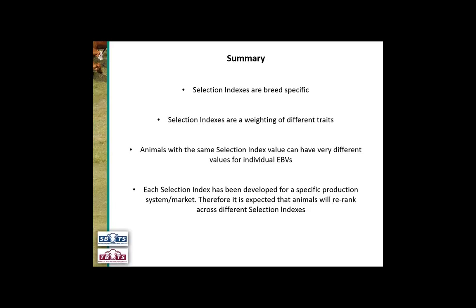You should always have a look at the individual EBVs. And finally, each selection index is developed for a specific production system and end market. So production system basically being self-replacing or terminal, and of course the range of markets that are out there for each breed. And so we do get a difference in ranking for animals for different selection indexes within the same breed.